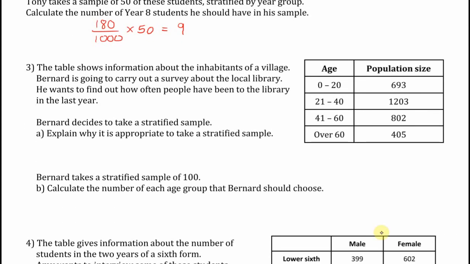Number 3, we've got information about the inhabitants of a village and their ages. Bernard is going to carry out a survey about the local library. He wants to find out how often people have been to the library. Okay. Oh, well, this has got nothing to do with age. That should be times, I guess. Bernard decides to take a stratified sample. Why is it appropriate? Because the data is split into clear groups is always a good answer for this sort of thing.